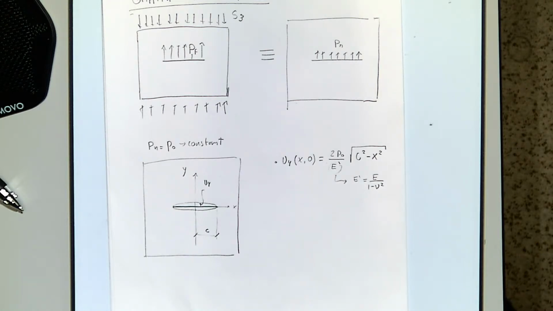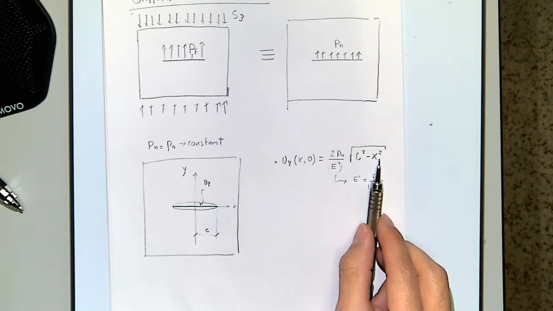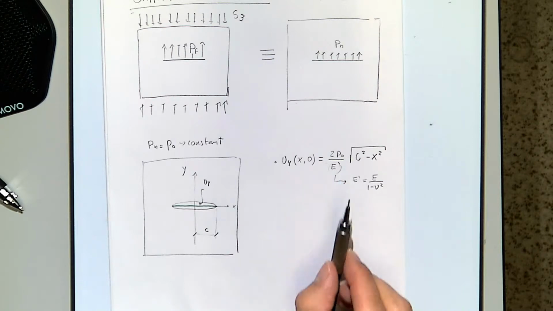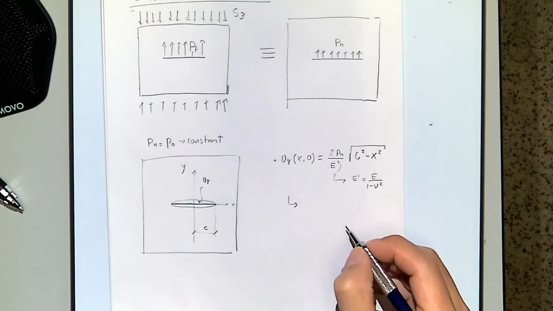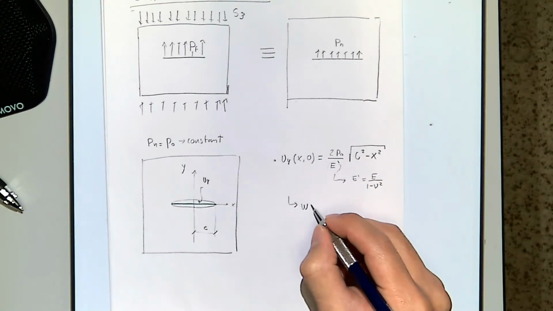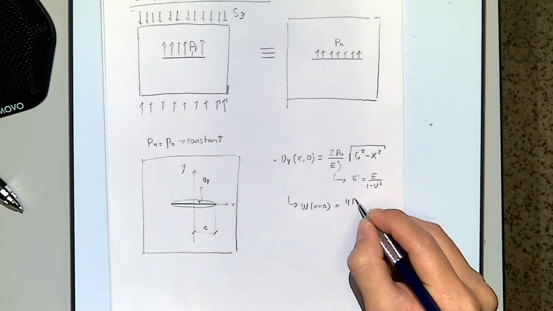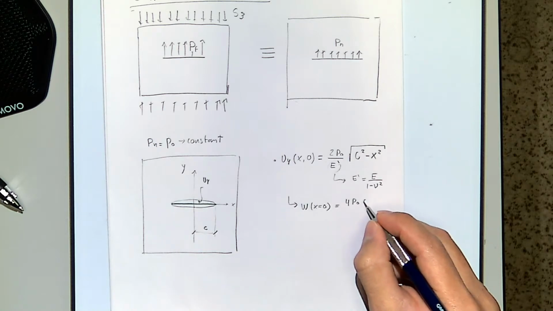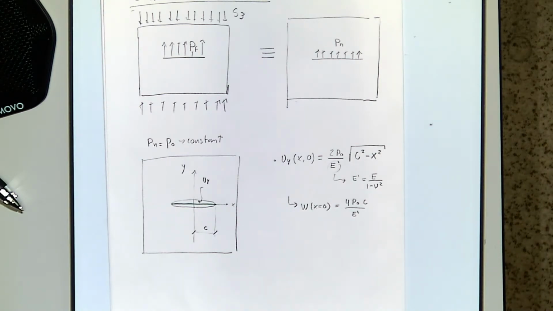So now we have an equation for what we said before, right? Displacement proportional to pressure, inversely proportional to the Young modulus, and it also depends on the length. Look, if X is equal to C, then the displacement is going to be zero. And if X is equal to zero, the displacement is going to be the maximum. From this equation too, at X equal to zero, we can compute the width. The width of the fracture at X equal to zero is going to be 2 times the displacement, and that's going to be equal to 4 P0 times the half length divided by the plane strain modulus. Okay, so now we know what is the shape of the fracture.